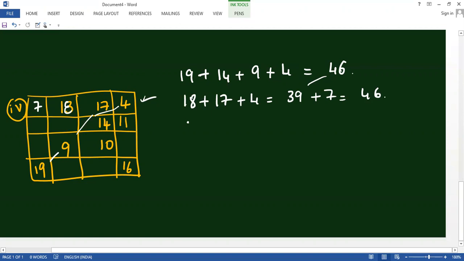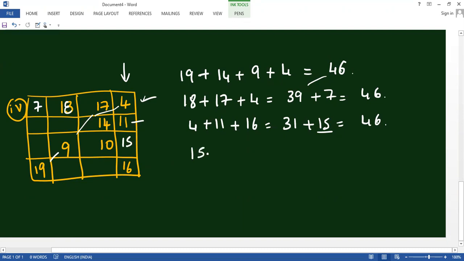And now the next thing is 4 plus 11. We are adding this column, 4 plus 11 plus 16, that is equal to 31. So 31 plus 15, that is equal to 46. So here it is 15. And now let me add 15 plus 10 plus 9, this row. So the answer is 34. 34 plus 12, that is 46. So 12 will be the answer for this question.